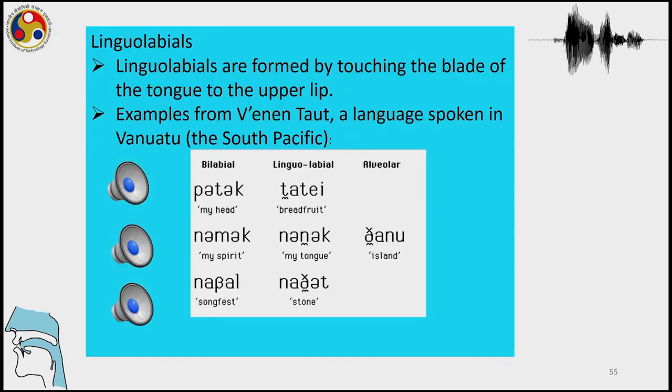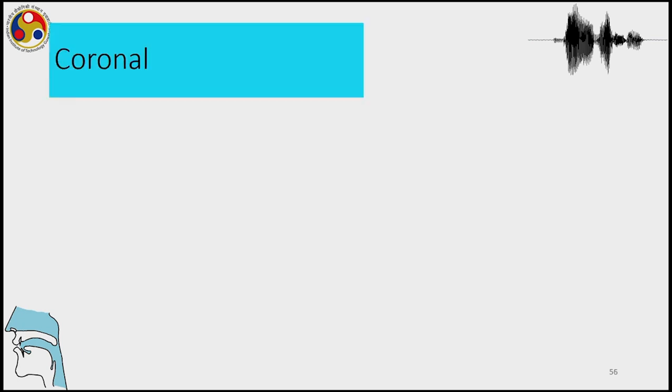And other sounds which we have talked about before are linguolabials, which are formed by touching the blade of the tongue to the upper lip. And here are some linguolabial examples from Vinh and Tott.